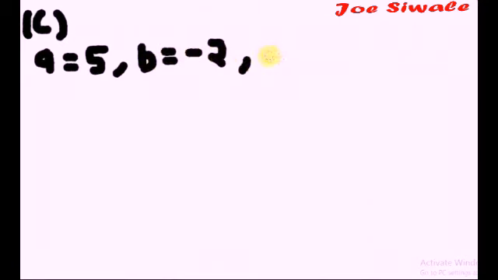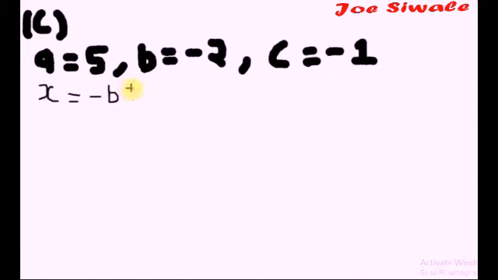For you to answer question C, you need to know the quadratic formula, which is written in this form: negative b plus or minus the square root of b squared minus 4ac, over 2a. And the next thing you're supposed to know about any question dealing with the quadratic formula is to find a, b, and c. So a is 5, b is negative 2, and c is negative 1.